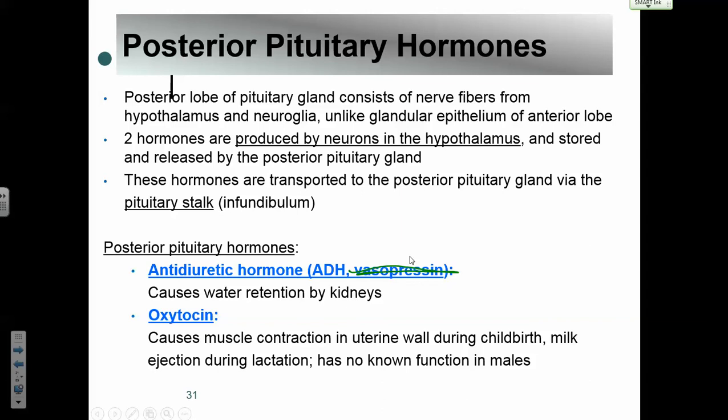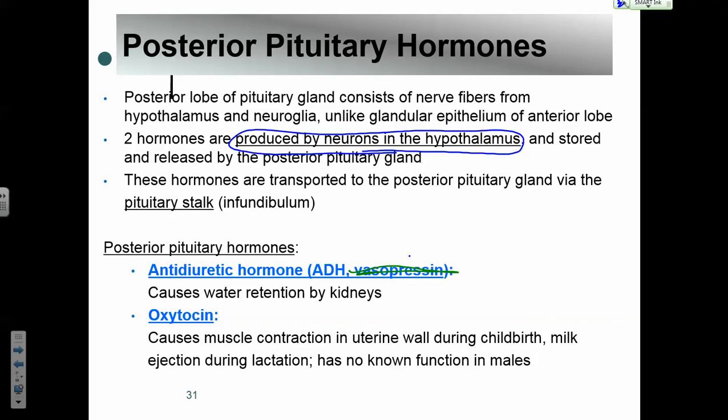And remember that these two hormones, even though we call them posterior lobe hormones, they're actually produced by those neurosecretory cells in the hypothalamus, not through the releasing hormones. That's for anterior lobe. These are totally different neurosecretory cells whose axons extend all the way down into the posterior lobe and release the hormone at that point. Okay? All right, and the two hormones are ADH.